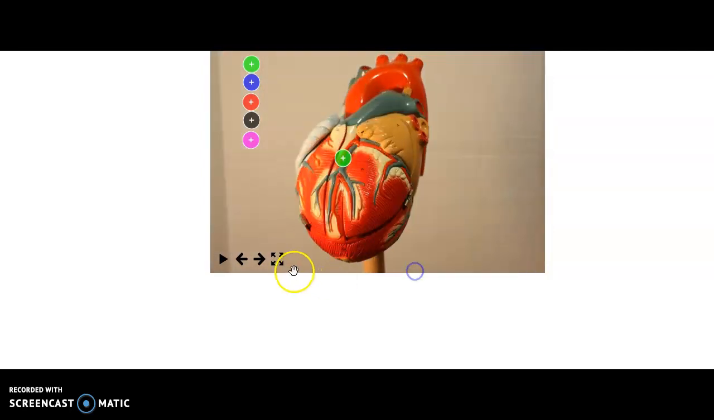you can use the arrows. These are all different hotkeys. A lot of these are just lab book pictures. So that's the posterior surface of the heart. So a lot of it's just going to take you to lab book pictures.